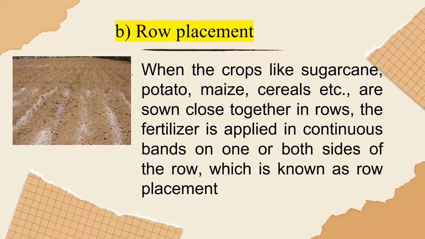Row placement. When crops like sugarcane, potato, maize, cereals, and many more are sown close together in rows, the fertilizer is applied in continuous bands on one or both sides of the row, which is known as row placement.